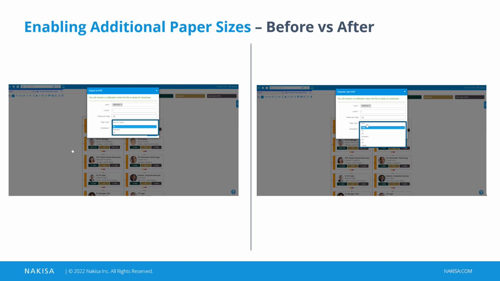What you see on the left-hand side is the export to PDF pop-up with limited page size options. And the image on the right-hand side does contain the additional page size options, which is A3, A4, and tabloid. Now let's jump into the admin console and see how to enable additional page sizes for org-chart exports.